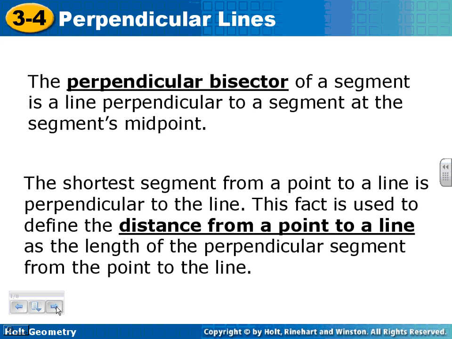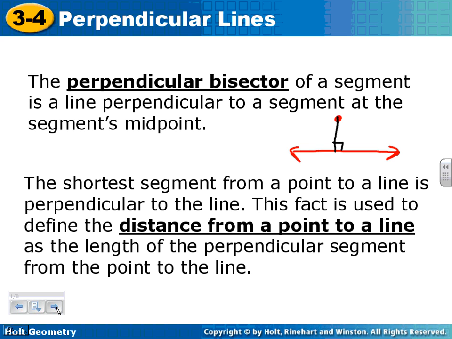Sorry. The shortest segment from a point to a line is perpendicular to the line. This fact is used to define the distance from a point to a line as the length of the perpendicular segment from the point to the line. Wow, lots of words there, but let me kind of sum it up this way. If you have a line, I'll put arrows on it, and you had some point up here, the distance from that point to the line is always perpendicular.